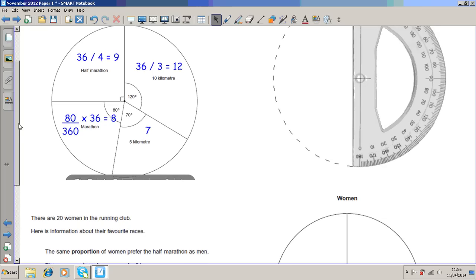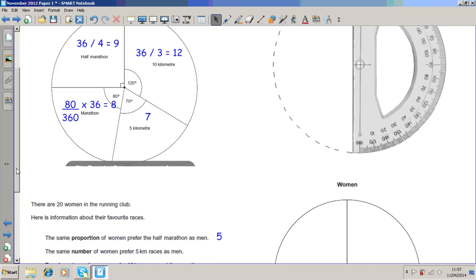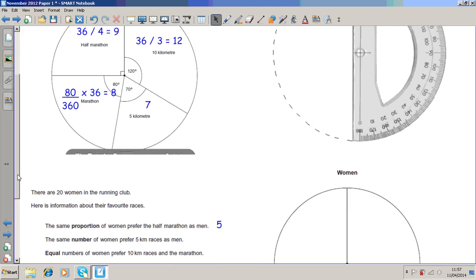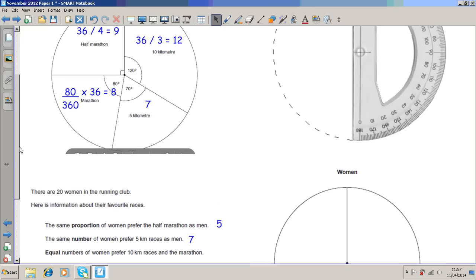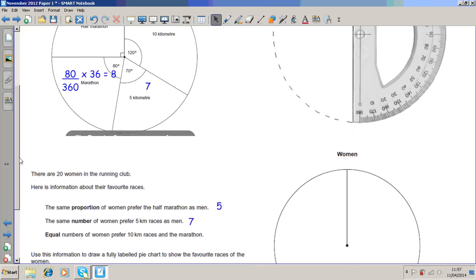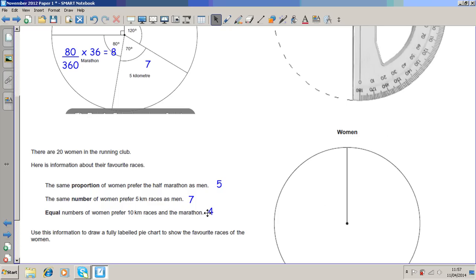There are 20 women in this club, and the same proportion of women prefer the half marathon. So a quarter of the women prefer the half marathon. Well, that's fairly simple. A quarter of 20 is 5. The same number of women prefer 5k as men. So 7 men preferred 5k, which means that 7 women must prefer 5k. If men and women prefer 10k and the marathon equally, well, there's 12 women so far, so there's 8 left. If they're equal, then they're both going to be 4 and 4.